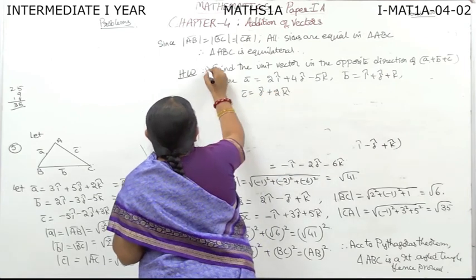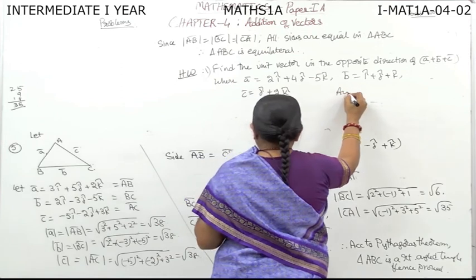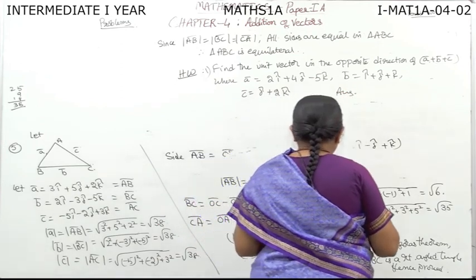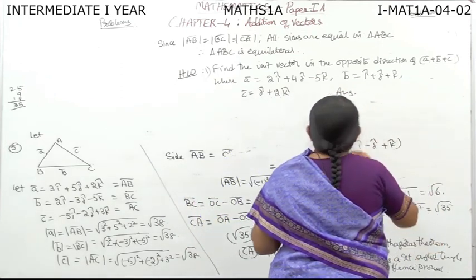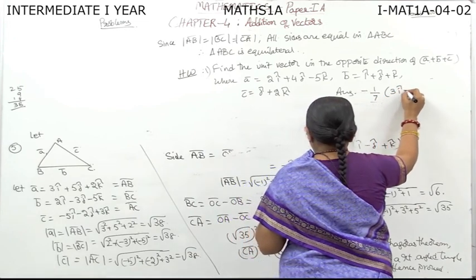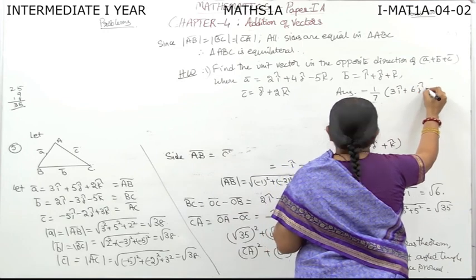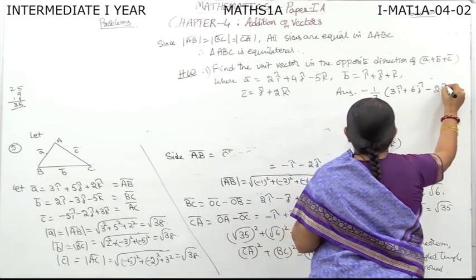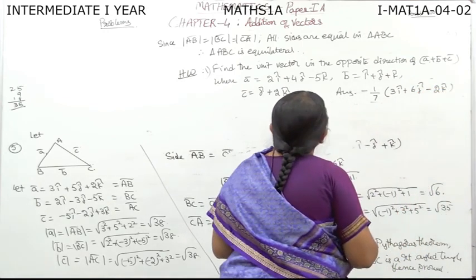This is very, very important. And then the answer for this is minus 1 by 7 into 3i plus 6j minus 2k.